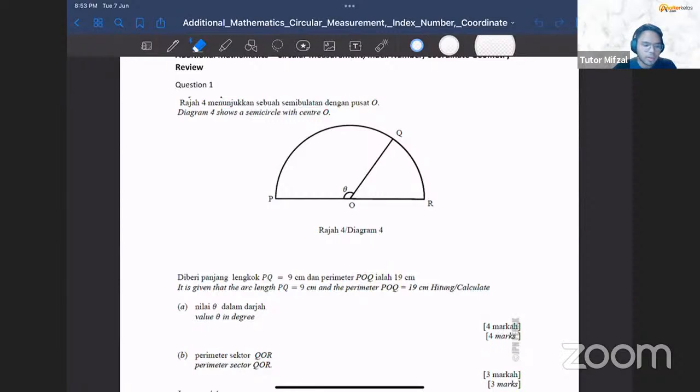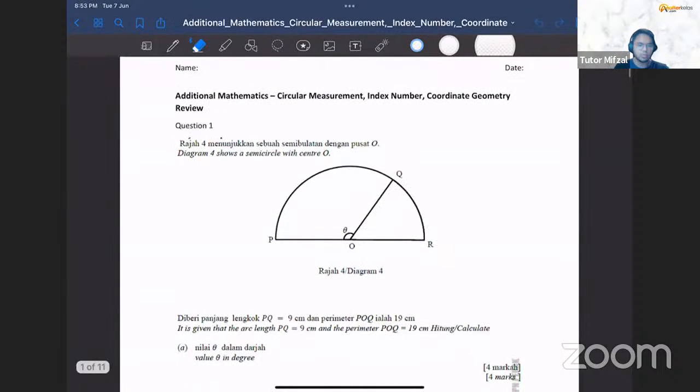All right. So, jom, let's start with the first question. Right. So, we are going to do revision on circular measurement, index number, and also coordinate geometry.